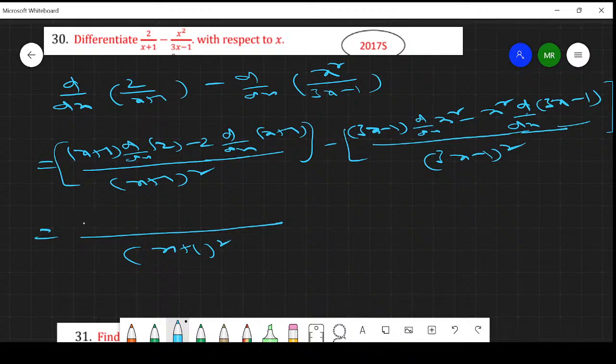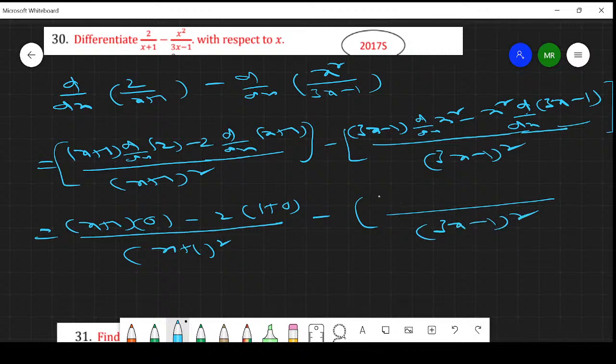This one, x plus 1 into the derivative of a constant, which is 0. Minus 2 into the derivative of x plus 1: derivative of x is 1, derivative of 1 is 0. Minus, you see this one, 3x minus 1 whole square. This is 3x minus 1 into the derivative of x square, 2x, minus x square into the derivative of 3x minus 1: 3 into the derivative of x is 1, constant is 0.